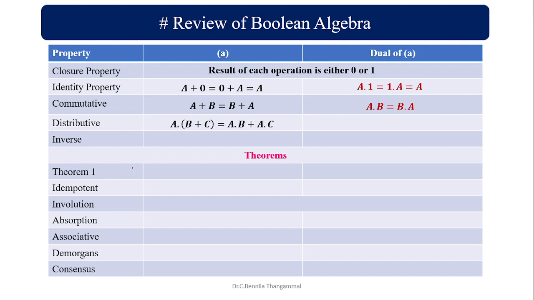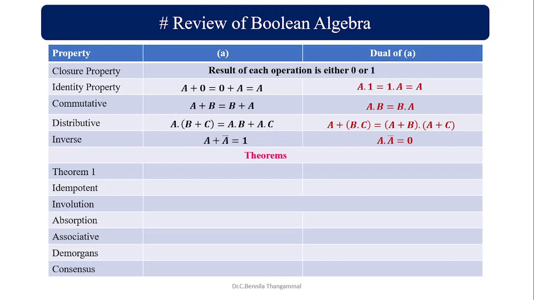So next is distributive property. a into (b plus c) is equal to a into b plus a into c. Similarly, a plus (b into c) is (a plus b) into (a plus c). Inverse is a plus a inverse equal to 1, that is the identity element. a into a inverse equal to 0, that is the identity element of your multiplication.